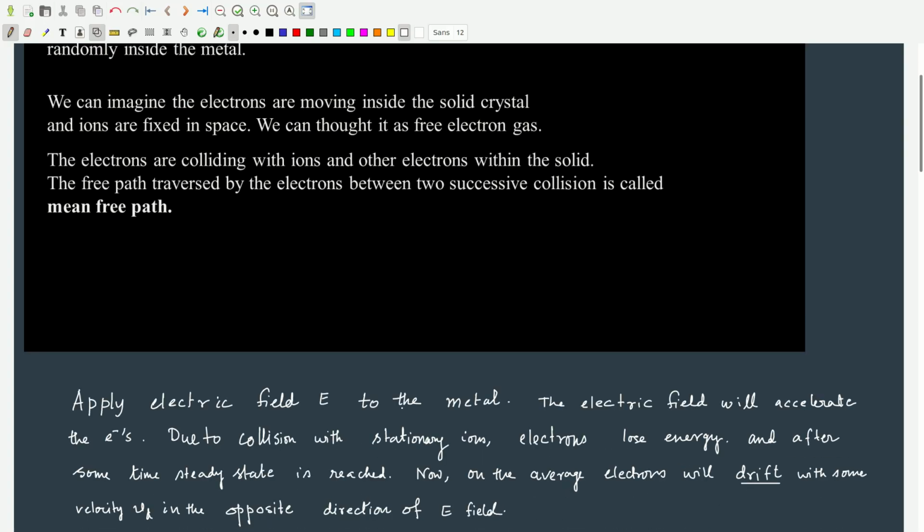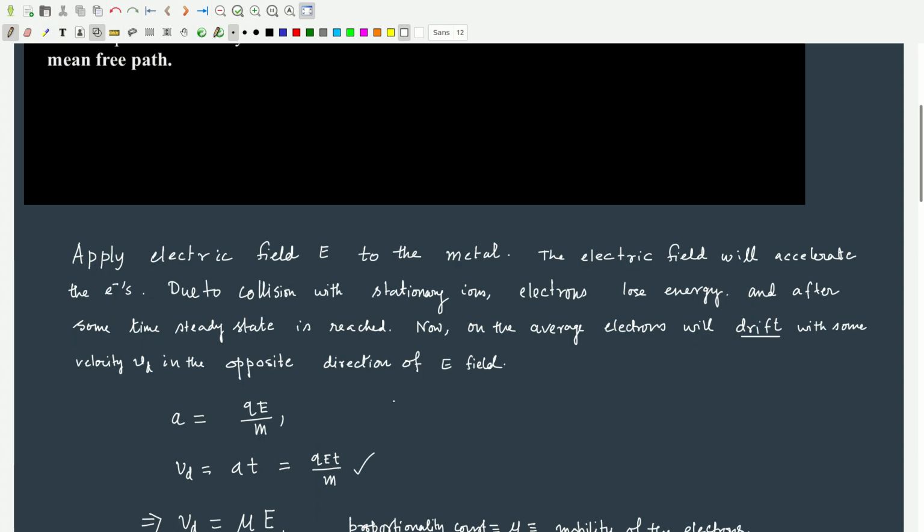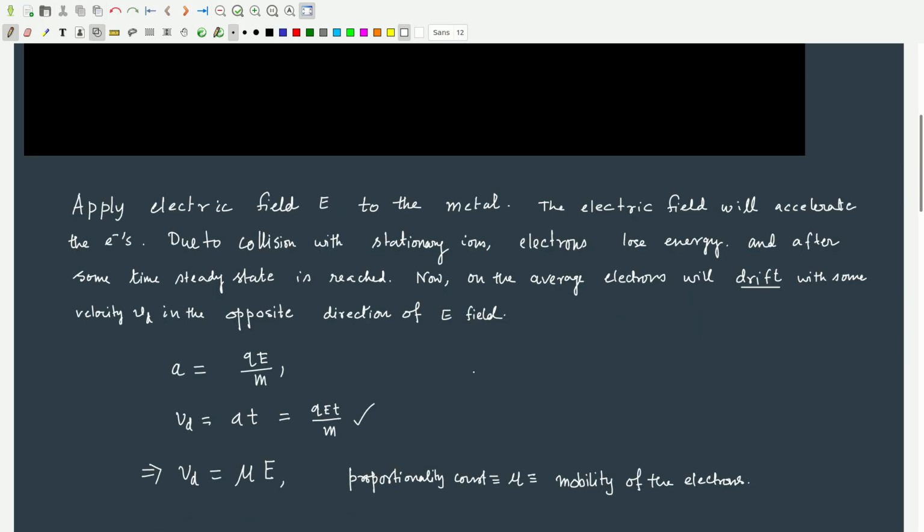Now, if we apply an electric field to this metal, the electric field will accelerate the electrons, and due to collisions with stationary ions and other electrons, an electron will lose energy, and after some time the electron will acquire some steady average value in the velocity, and that velocity is called the drift velocity. Basically, the electrons will move opposite to the electric field because electrons are negatively charged.